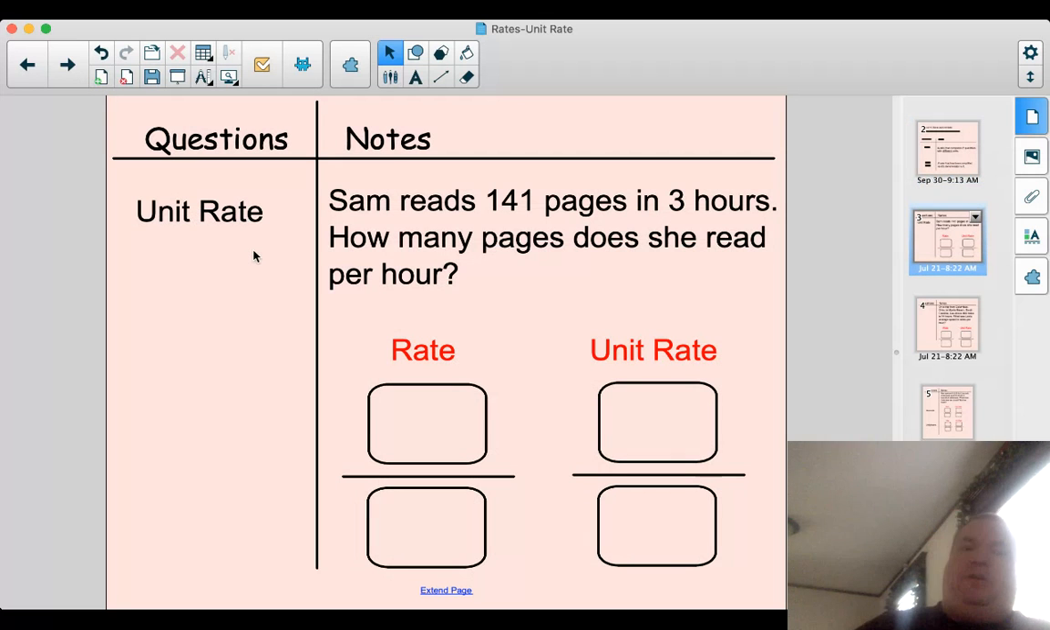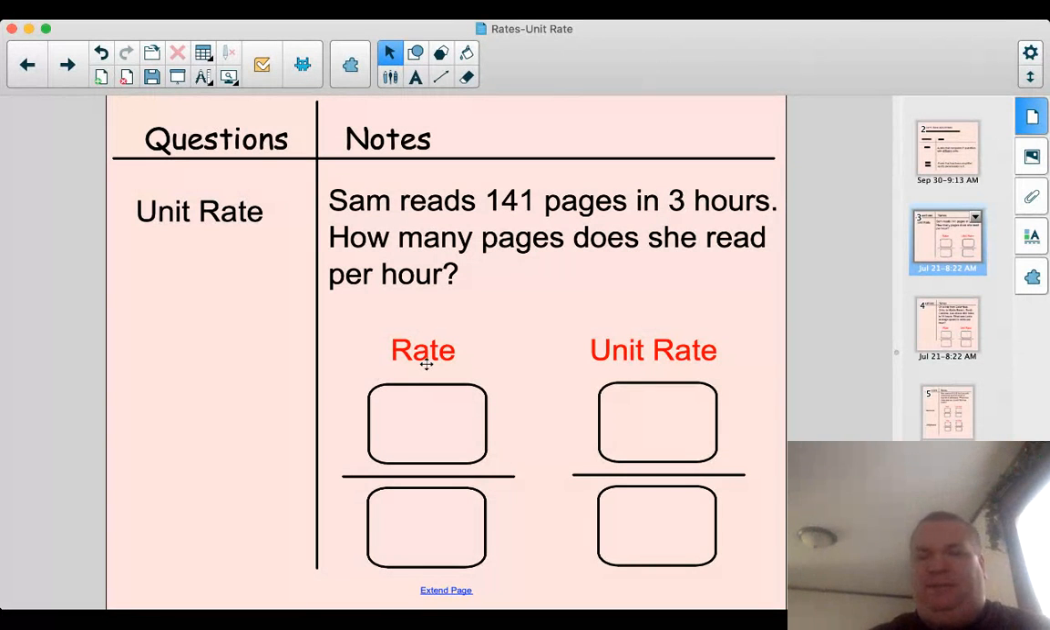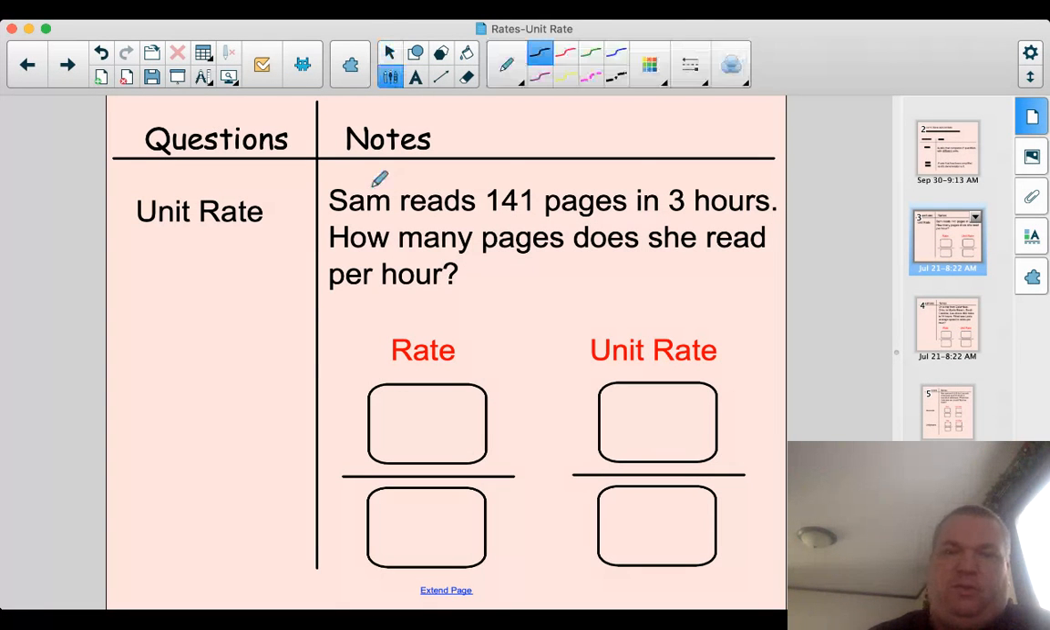Sam reads 141 pages in 3 hours. How many pages does she read per hour? So what we have right now is a rate, right? 141 pages in 3 hours. That is a rate, 141 per 3. That is not, however, a unit rate. Remember, to get it to a unit rate, we need the denominator to be a 1. So I don't want to know how much she reads in 3 hours. I want to know how much she reads in 1 hour.